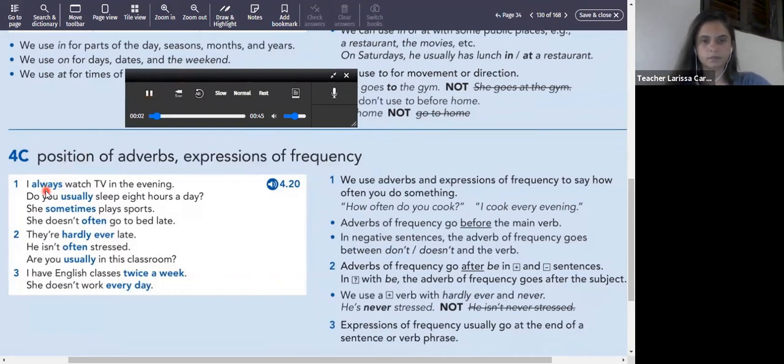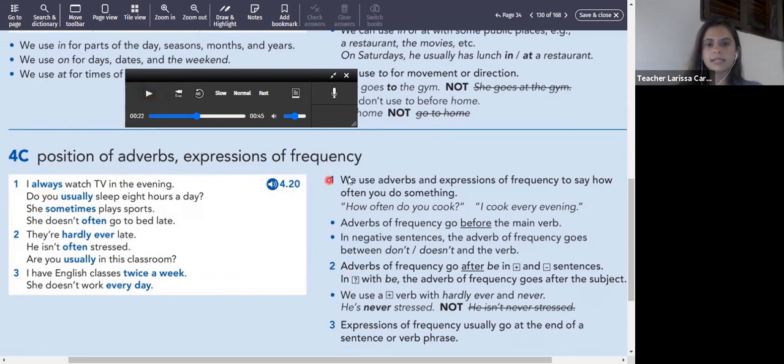4.20. 1. I always watch TV in the evening. Do you usually sleep 8 hours a day? She sometimes plays sports. She doesn't often go to bed late.